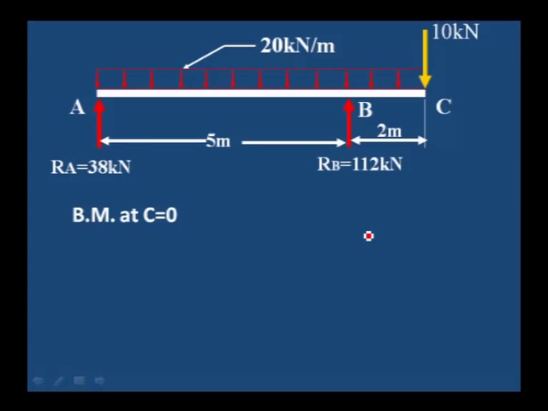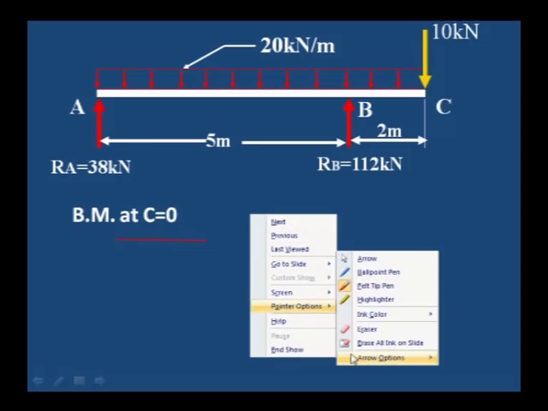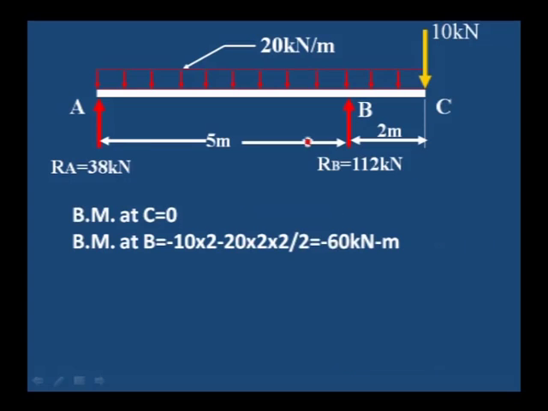To calculate bending moment: at C, 0. At B, on the right side of B, 10 kilonewton is acting, 10 into 2, which is clockwise, that is why negative. One more is the UDL. UDL is 20 into 2 is the load, which acts at the center of the UDL, 2 by 2. Minus 60 kilonewton meter is the bending moment at B. Bending moment at A is 0. And somewhere we have to find the maximum bending moment, which may occur between A and B.